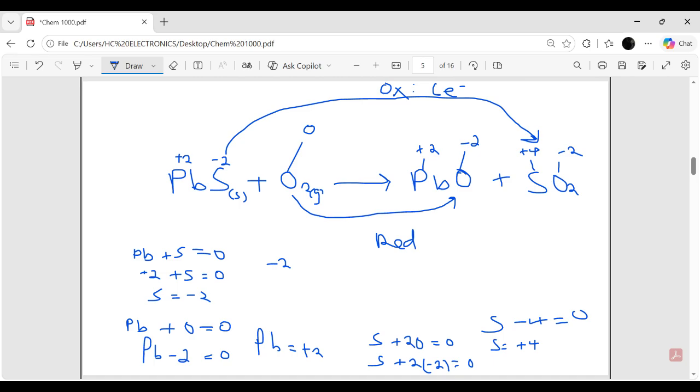When you check the difference, it is what? It is 6. Or you can just say 4 minus -2. So the difference is 4 plus 2, which will be equal to 6. So it has lost 6 electrons. Now for reduction, by how many electrons has it gained? It has gained by 2 electrons.